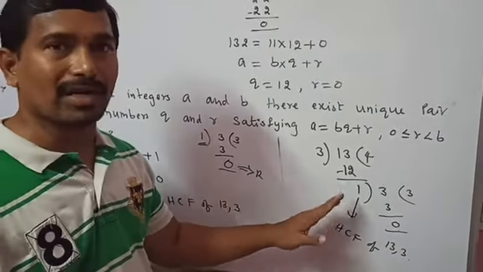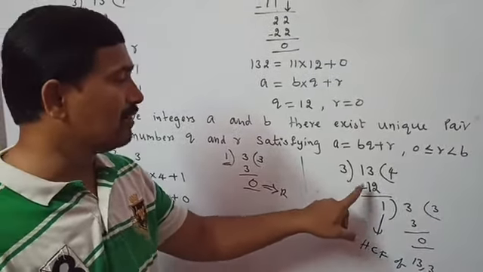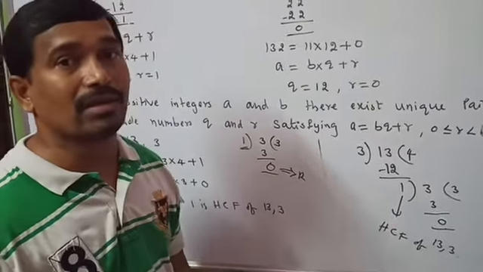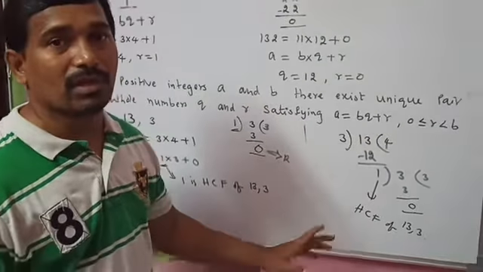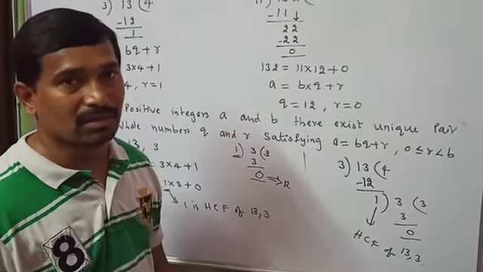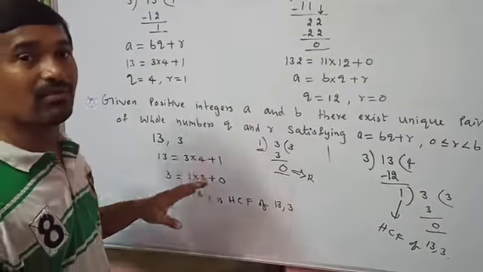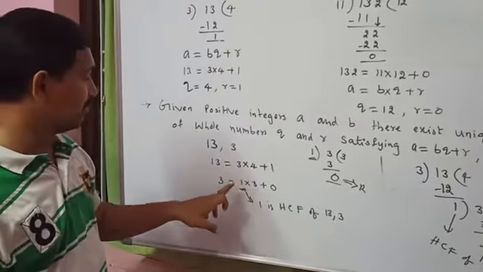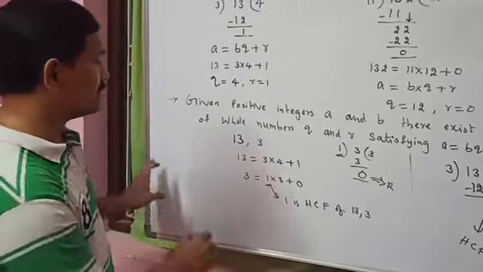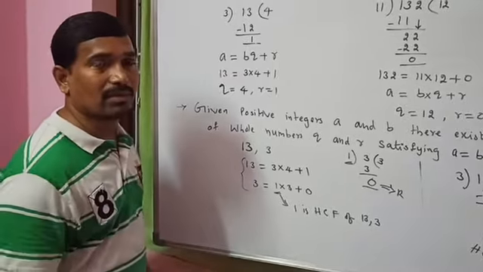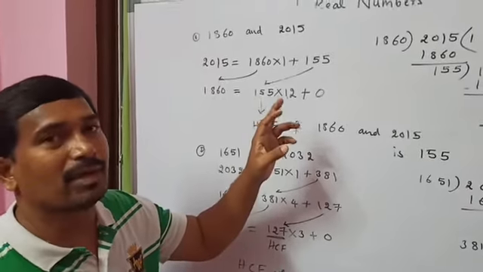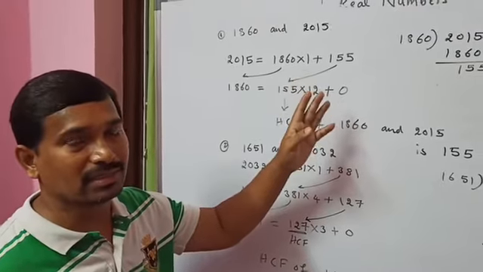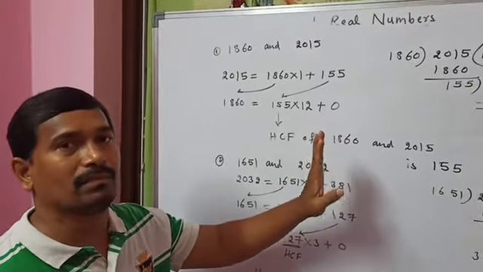This we learn in the lower classes: how to find the HCF of two numbers using this division process, and we have also learned the HCF of two numbers by the prime factorization method. Now we are finding the HCF of two numbers by the Euclid division algorithm. Let us see some problems finding the HCF of given two positive integers using the division algorithm.